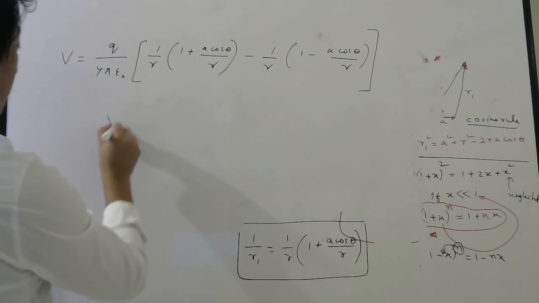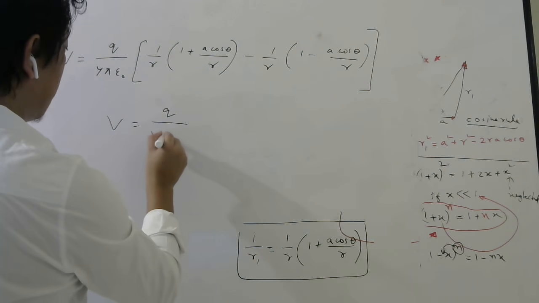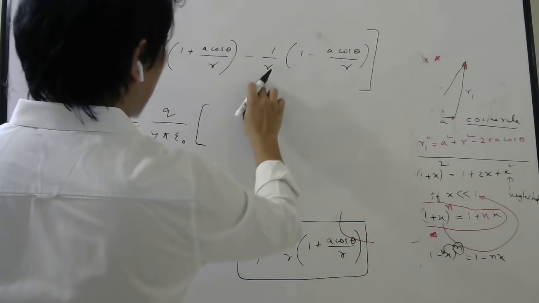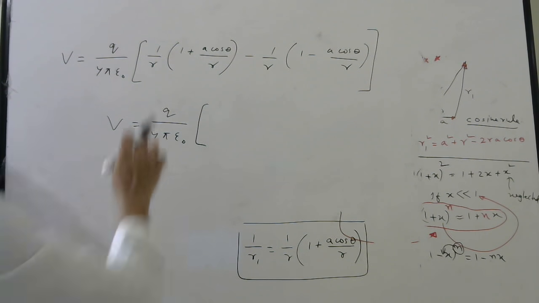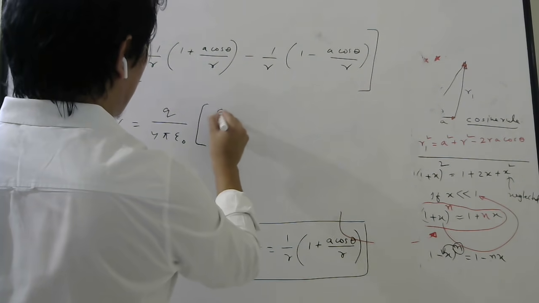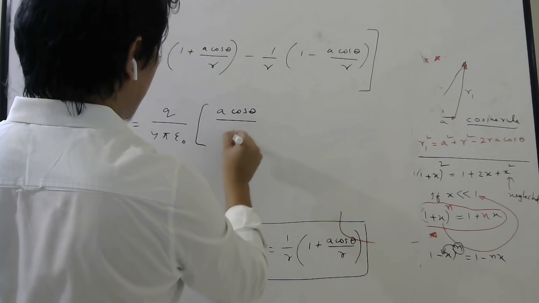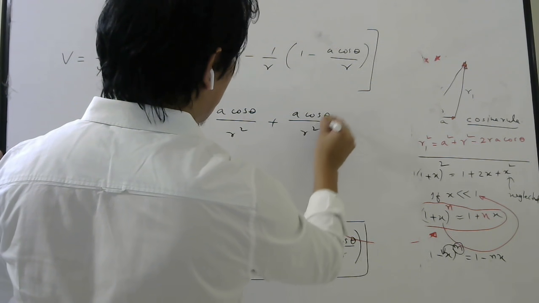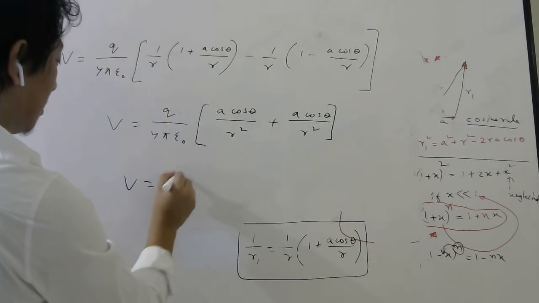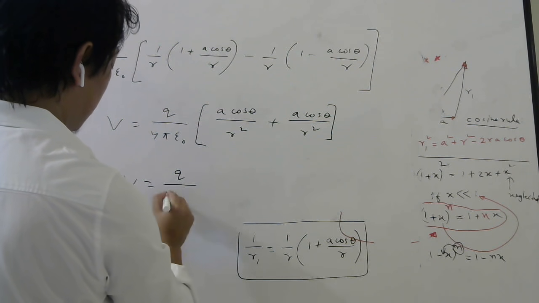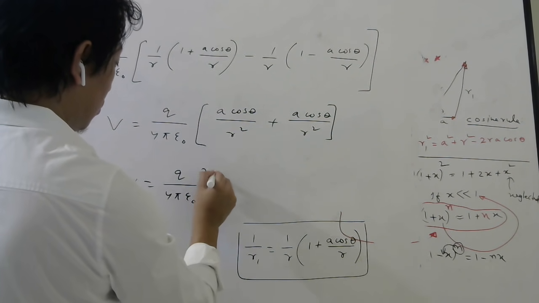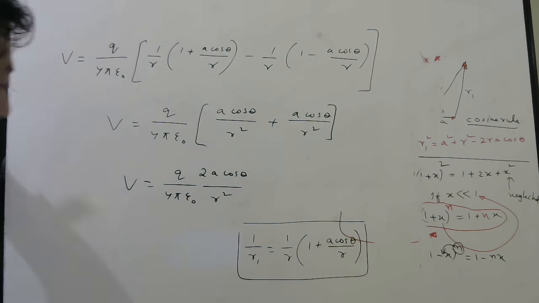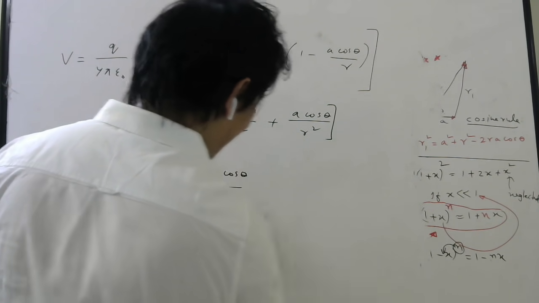Now let us see, to simplify. Q by 4 pi epsilon naught, 1 by R into 1 minus 1 by R into 1. That will cancel. And this will be A cos theta by R square, A cos theta by R square. Minus minus plus A cos theta by R square. So this will be Q by 4 pi epsilon naught, twice A cos theta by R square. See how the result is becoming nice, more smaller and smaller.